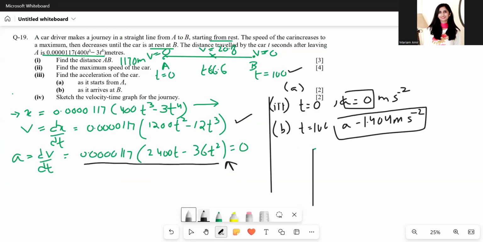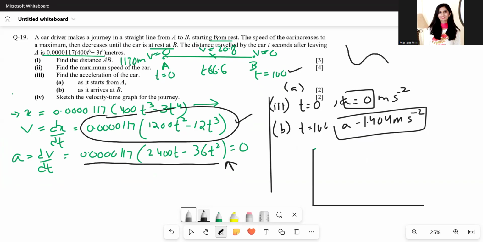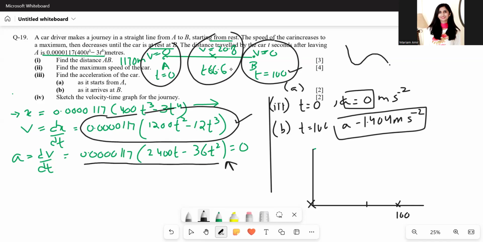Okay, so v has a cubic expression, in fact, negative t cubed. So it's some graph like this. Okay, let's substitute these values. When t is 0, v is 0, that's here. And then when t is 100, v is 0 again. So write 100 and v is 0. And then we need to have this point as well, that when t is 66.6, somewhere roughly over here, the velocity is at its maximum, which is 20.8.